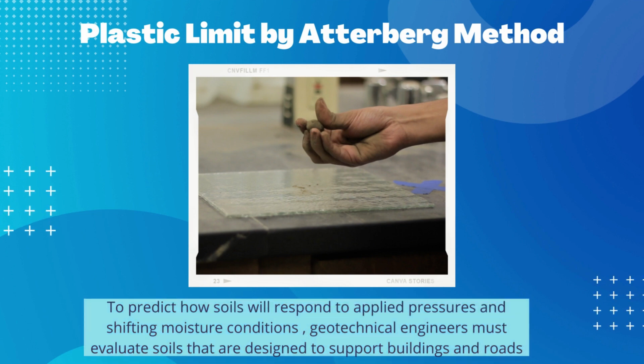Using the Atterberg limits experiments, it is possible to pinpoint the moisture levels about which fine-grained clay and silt soils transition from firm to semi-solid to plastic to liquid phases. To predict how soils will respond to applied pressures and shifting moisture conditions, geotechnical engineers must evaluate soils that are designed to support buildings, roads, or other structures.